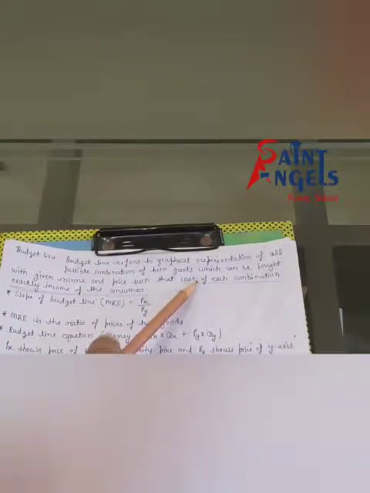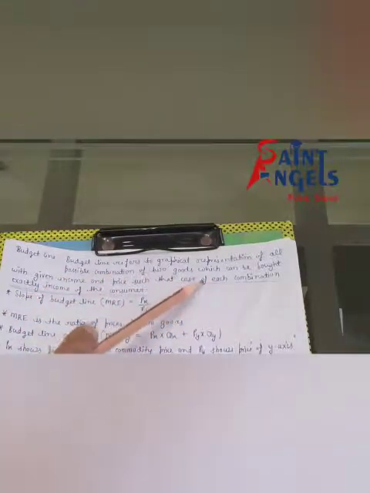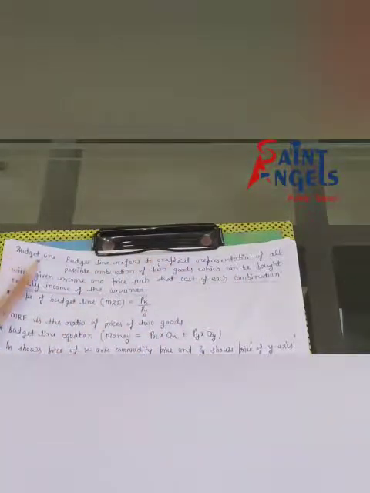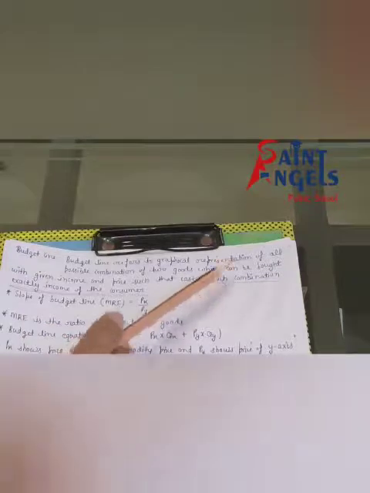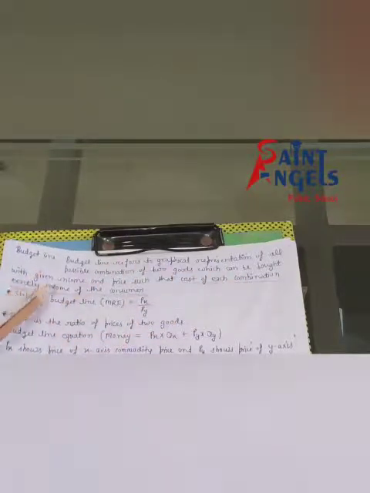We will try to understand this line with the help of a numerical example. Cost of each combination means, in a budget line, the cost of each combination should be exactly equal to the income of the consumer.